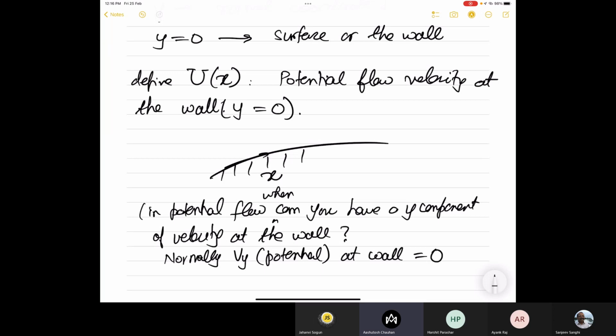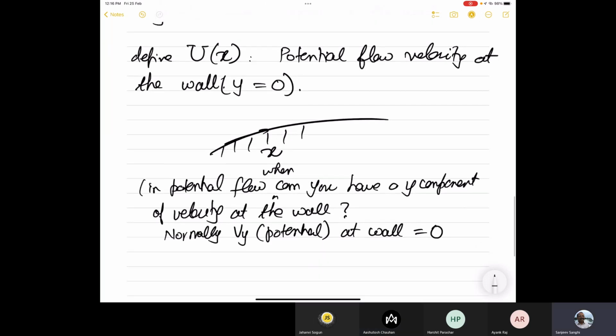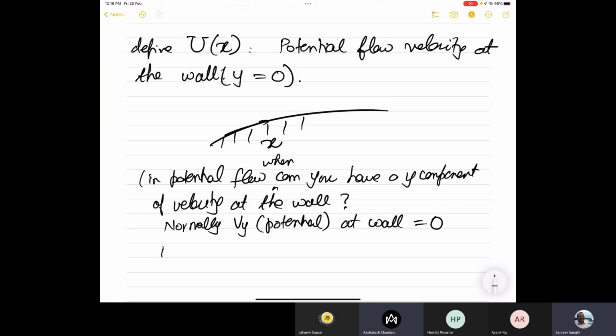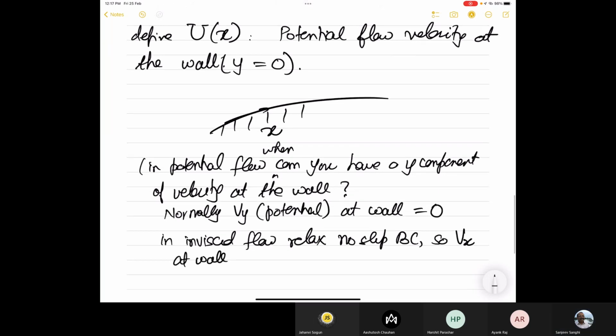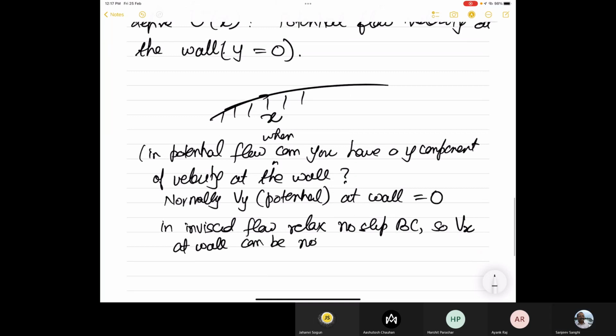I think it should be zero. See, it will be zero if it is viscous flow. In inviscid flow, we relax the no-slip boundary condition. So Vx at the wall can be non-zero. But Vy is equal to zero if the wall is non-porous.